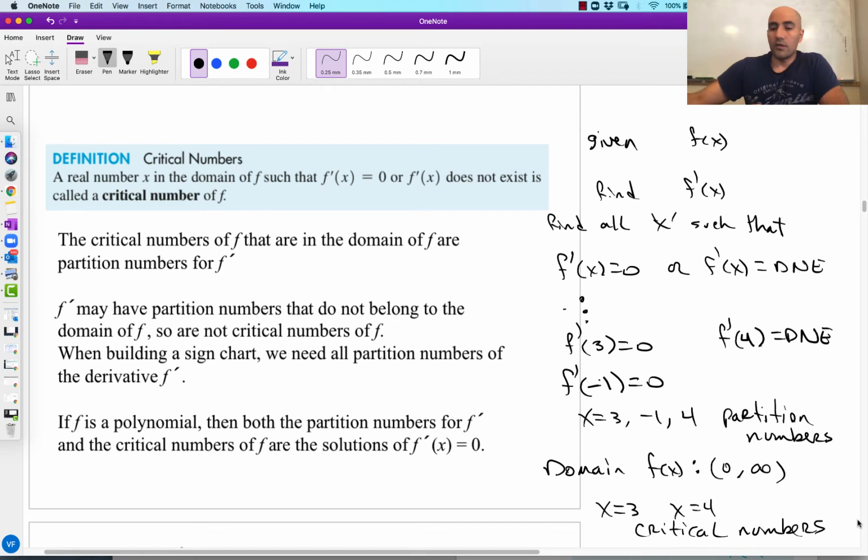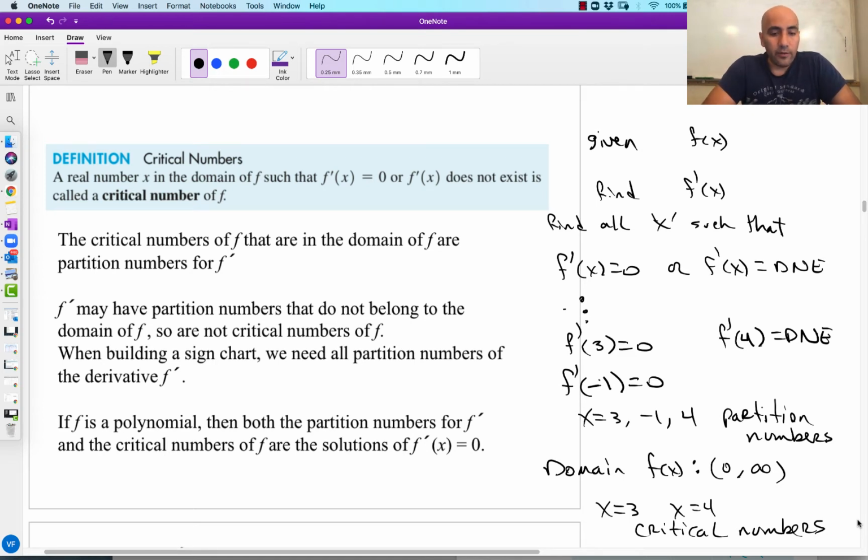Critical numbers. A real number x in the domain of f such that its derivative is 0, or its derivative evaluated at that point does not exist, is called a critical number. When we're dealing with a polynomial, polynomials are really nice. There's no weird vertical asymptotes anywhere. There's no breaks. They're continuous.